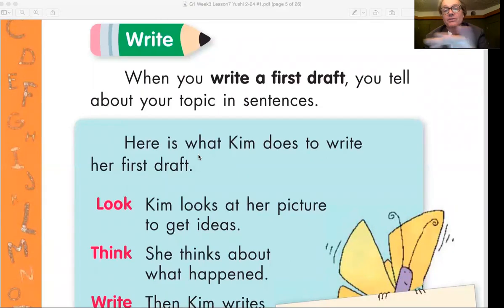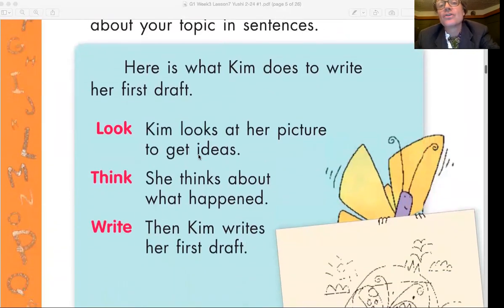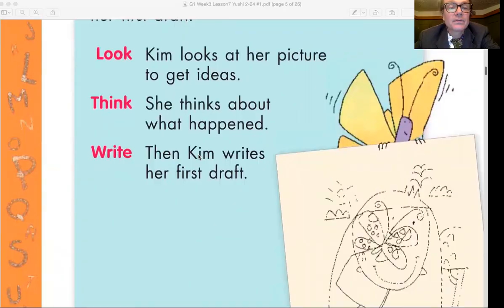We're going to read now. When you write a first draft, you tell about your topic in sentences. Here's what Kim does to write her first draft. Look. Kim looks at her picture to get ideas. So now she's looking at her picture.